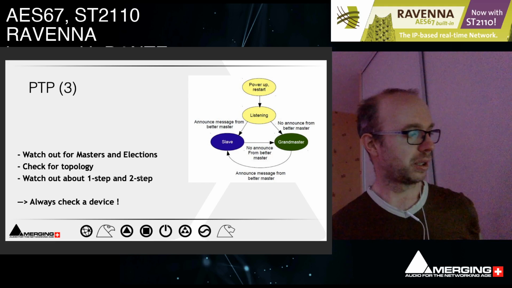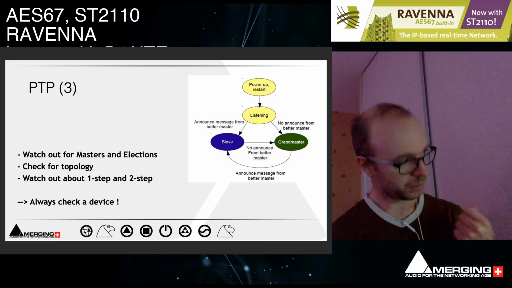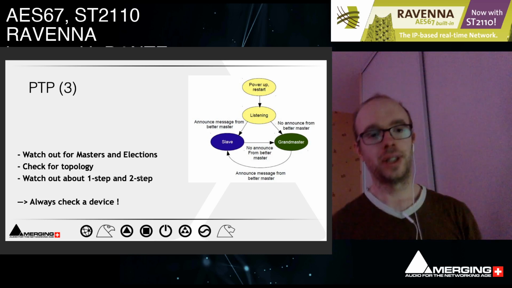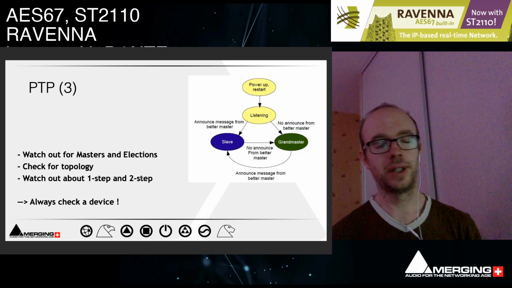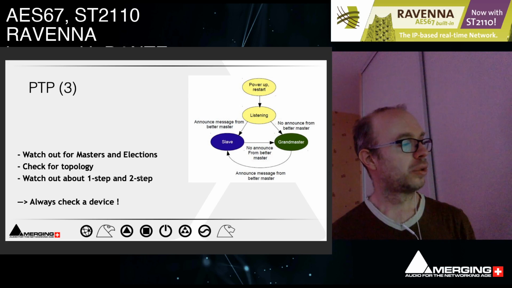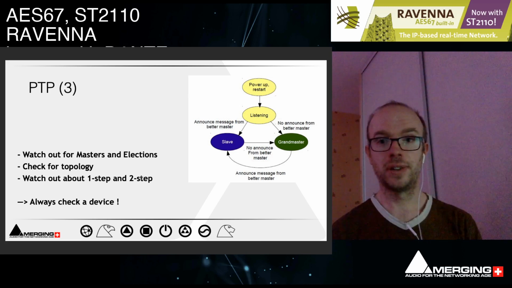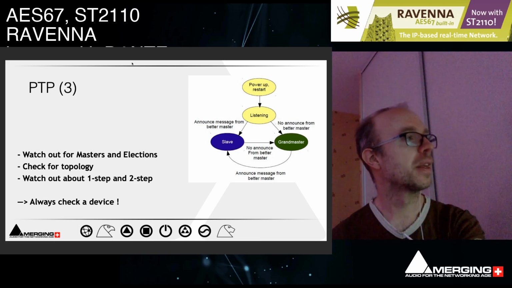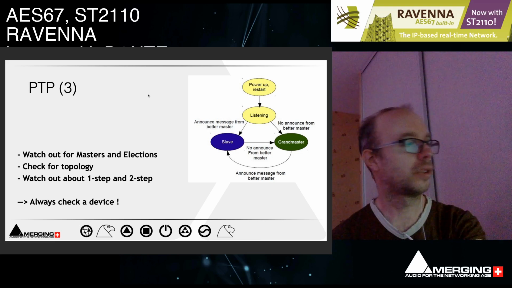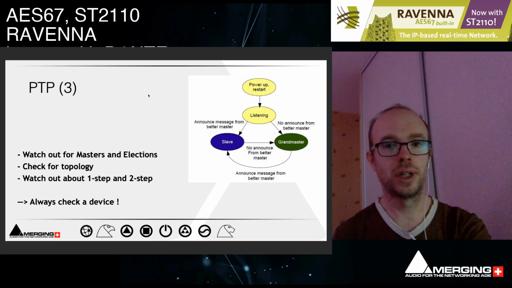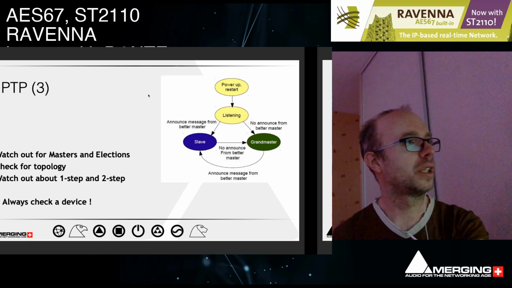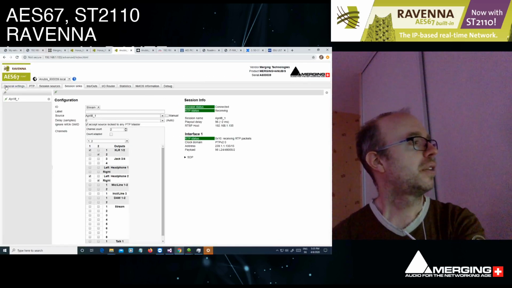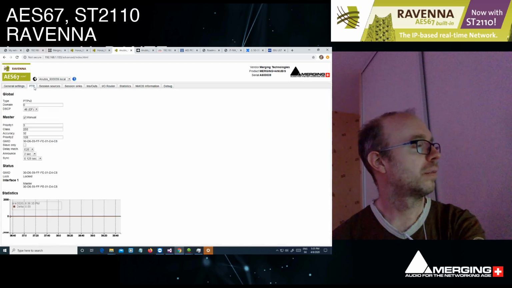But the basic is that you have to always check a device before putting it on the network. It's really easy, and trust me, I did it dozens of times, to mess with the network by adding a device and having it not properly configured. So this is the thing that you have to check and to be aware of when you are actually using PTP. So let's see how this works.